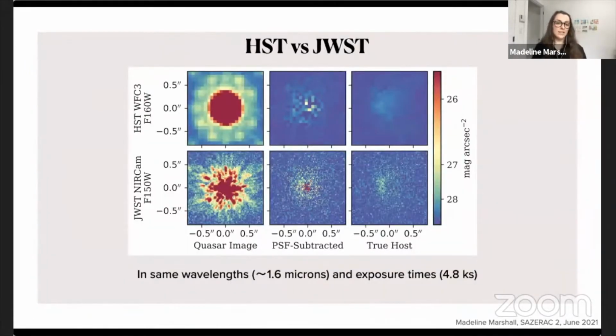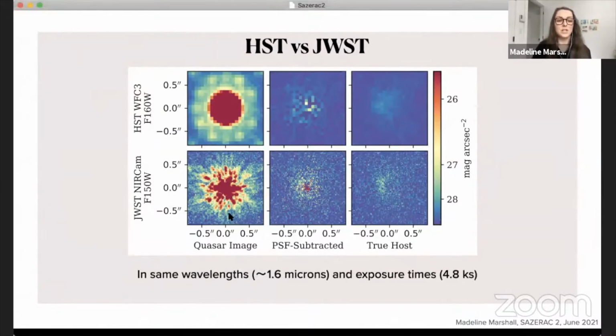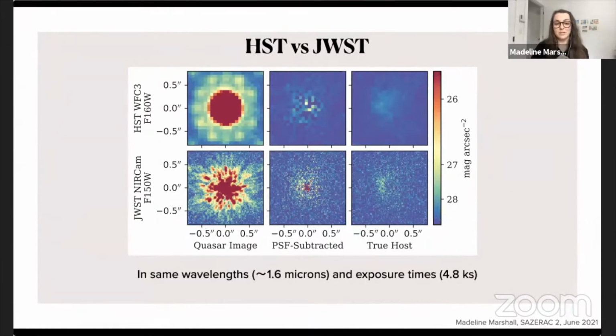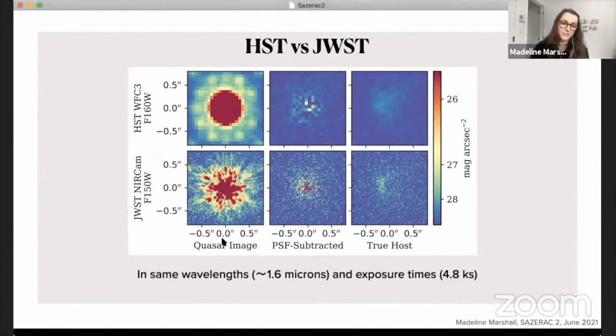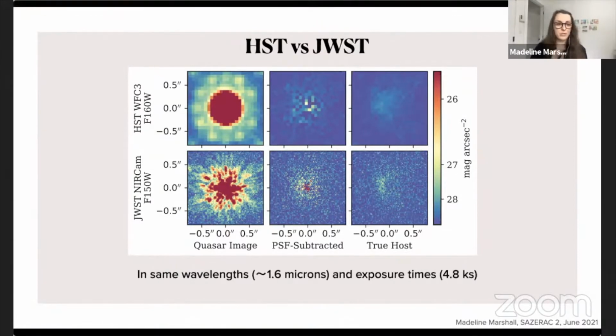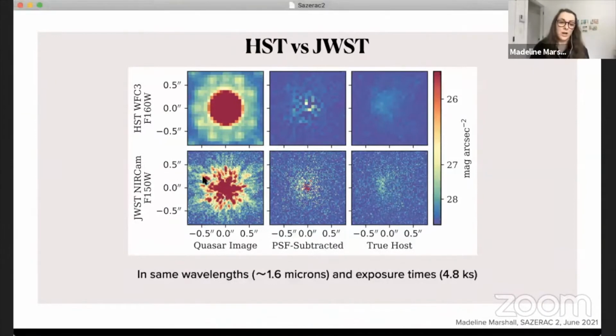So here is one of the main results. Here we have a quasar that's imaged in our mock HST at the top and JWST at the bottom. And so these are at the same wavelength, about 1.6 microns, and exactly the same exposure time of 4.8 kiloseconds, which is about 2 orbits with HST. So the left image is what you get when you look with your mock telescope. So you've got that extremely bright quasar. So after passing this through the PSF subtraction technique, we get these images here.